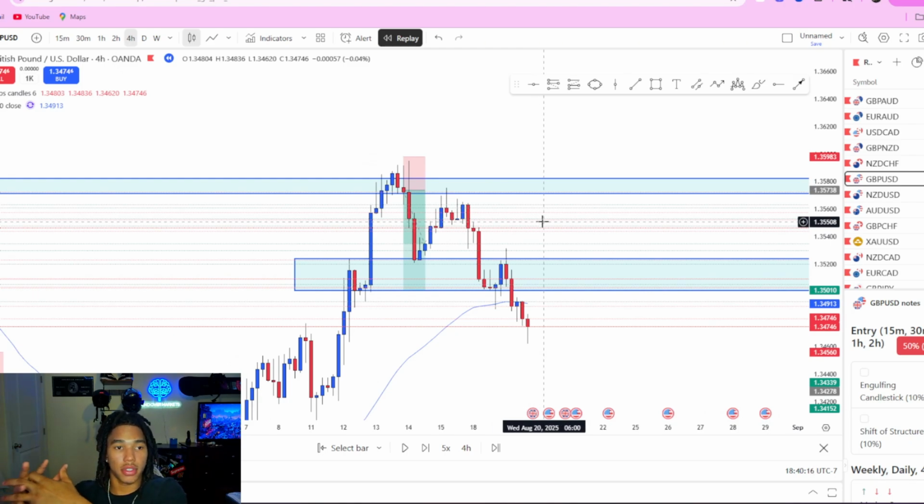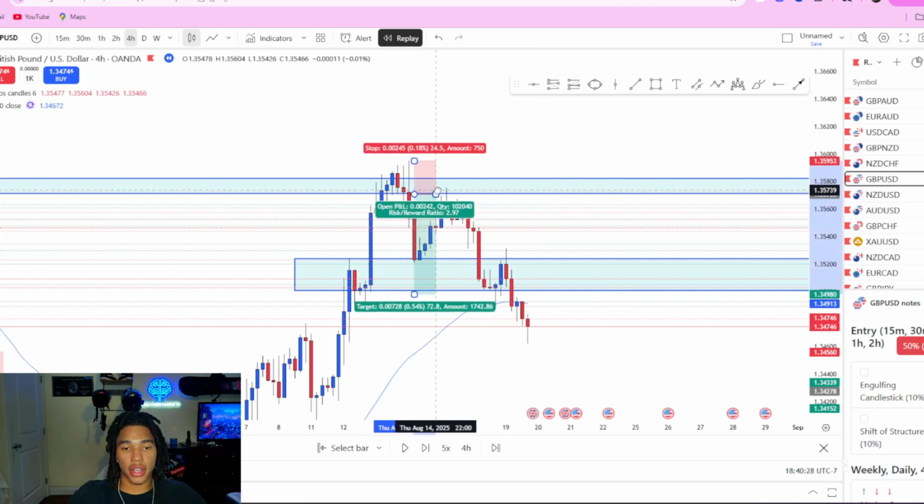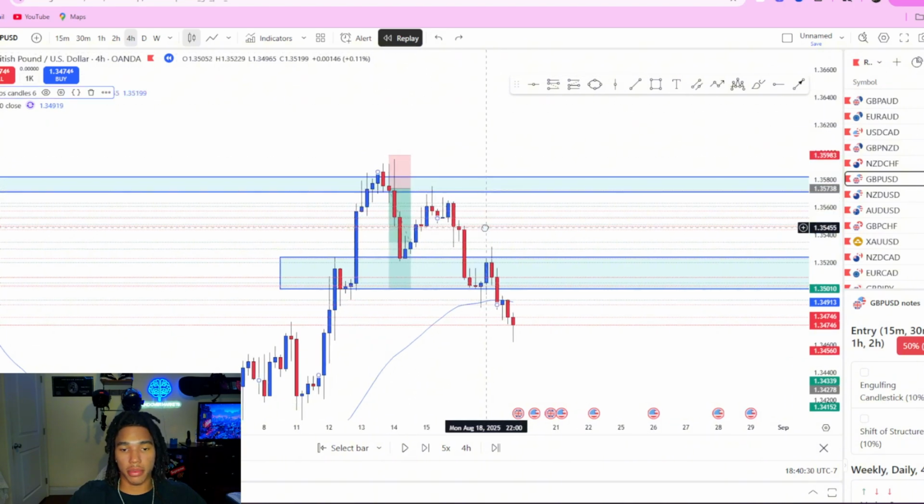And that's basically how I go through my trades, through the top of the time frames from the weekly, daily, 4-hour, and then go down to the 2-hour, 1-hour, 30-minute for my entries. And that's exactly how you guys do it. That's exactly how you guys do a top-down analysis.